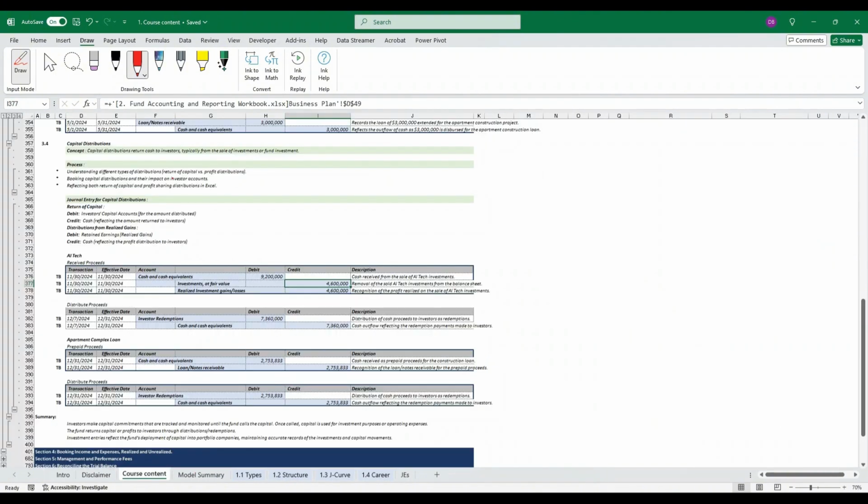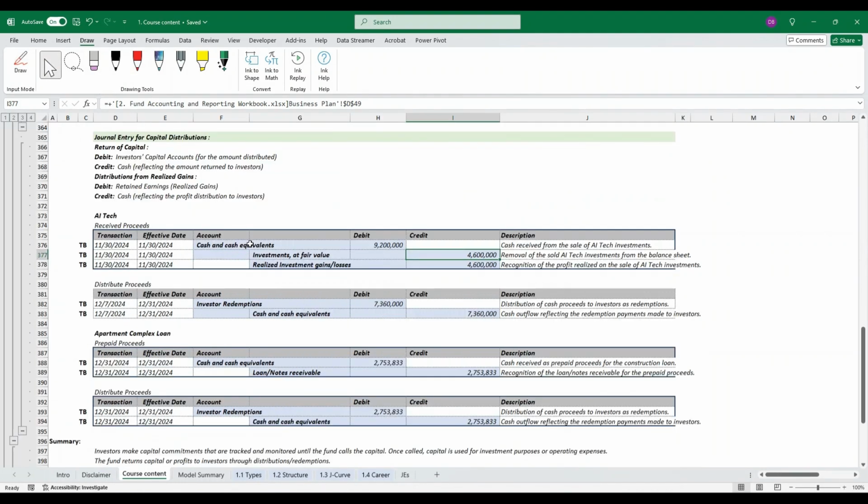Capital distributions return cash to investors, typically from the sale of an investment or the fund. In our model, we set two types of distribution by the end of the year. We assume we sold this AI tech company. We assume the apartment complex loan has been prepaid.